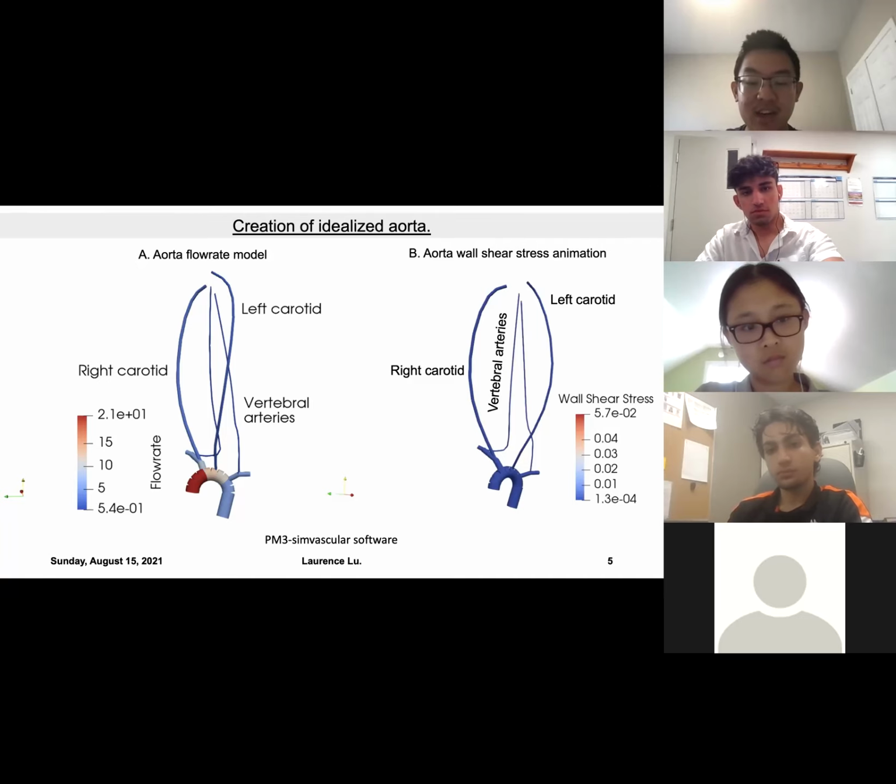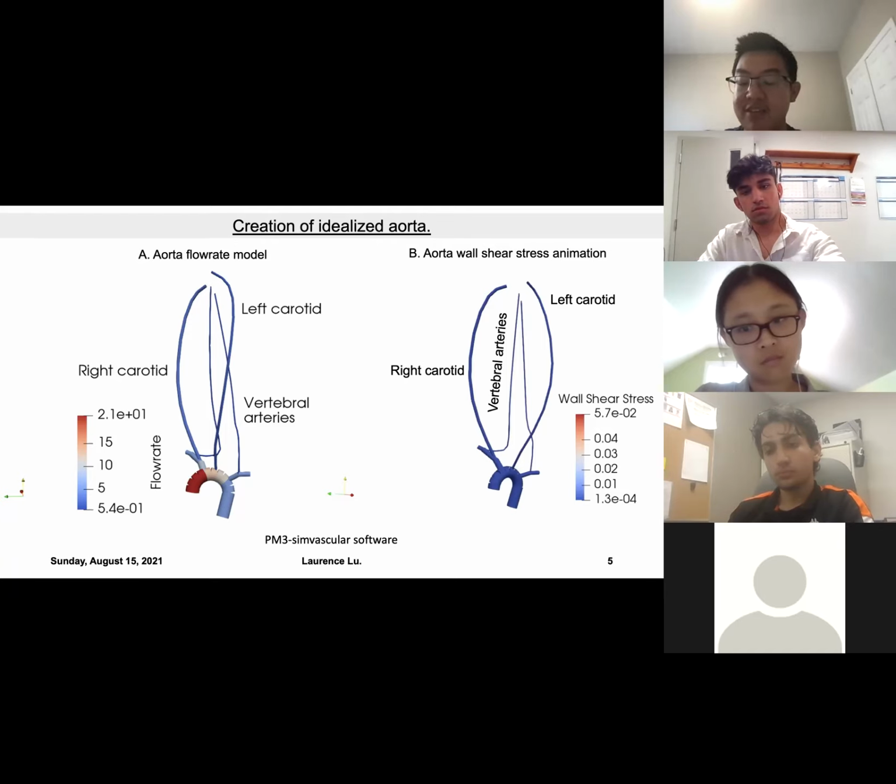On the left side, we have an aorta model showing changes to the flow rate. We can see that the left inlet node of the aorta has a higher flow rate, while the outlet on the right shows less flow rate, approximately 100 times less. It is also important to note that the larger the artery, the larger the blood flow.